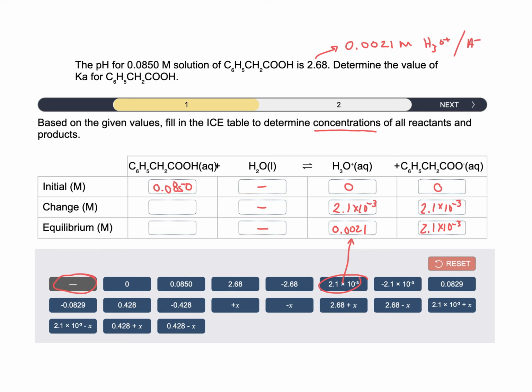And for our change for our initial concentration, right, we're going to subtract that amount. So minus 2.1 times 10 to the minus 3. We subtract that, and our equilibrium concentration should be approximately 0.0829 for this equilibrium, for this acid, under these concentrations. Now we have an equilibrium concentration for everything in the reaction. We can finally calculate the Ka value for this acid.